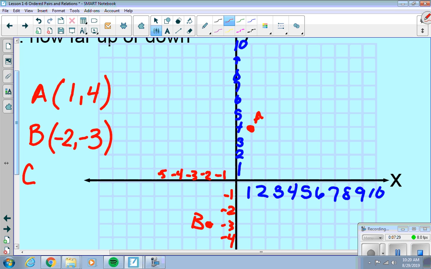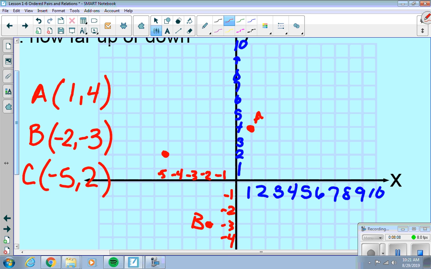Let's plot C, and let's go (-5, 2). Aiden. A lot of people think, oh, I need to plot a point where this one is and this one is. That's not true. You're only plotting the second time. So you're going to go over to -5, up to 2. It's kind of like Battleship. You ever play Battleship? C3. That's exactly how it's going to be.